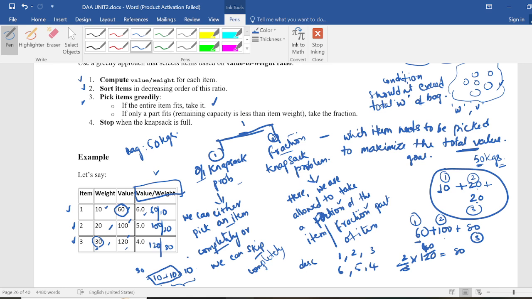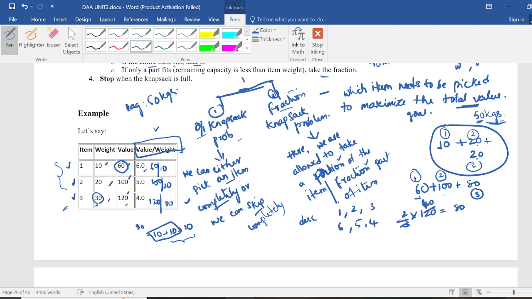Here we are picking only the fractional part. If the entire item fits, take it. So we have taken the first 2 items because the entire item is fitting. We have taken these 2 items. Only a part fits, that is the third case, only a part is fitting, then we are taking the fraction. Stop when the knapsack is full. The knapsack is full with 50 kgs. We are stopping the problem.